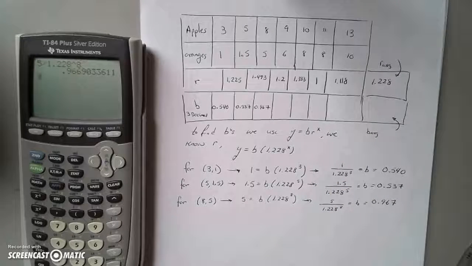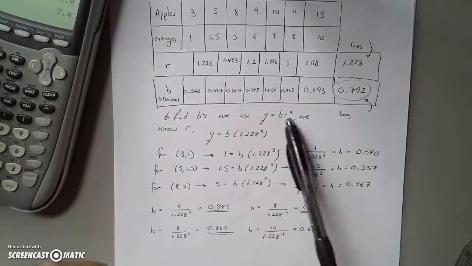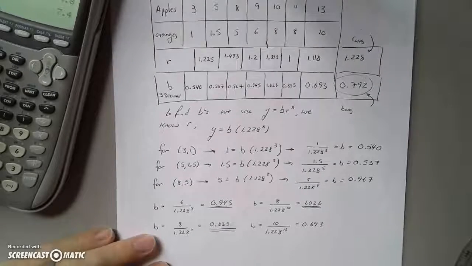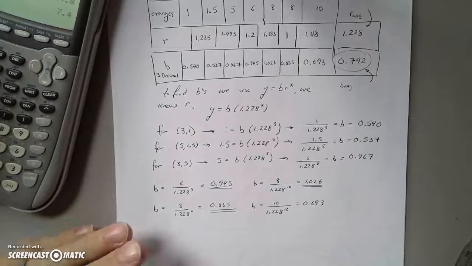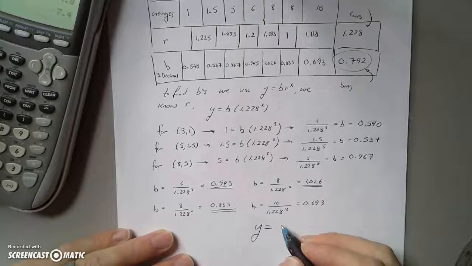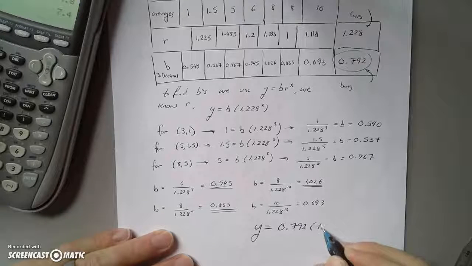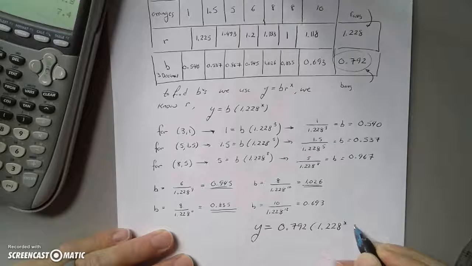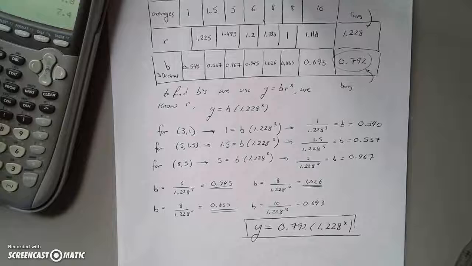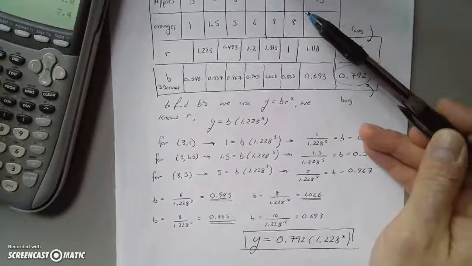and then I'll come back. Ready, set, pause. All right, we're back. I have my calculations. I filled out my r's, and there's my average. So at this point, we have everything we need for the equation. The exponential model of the data is 0.792 times 1.228^x.